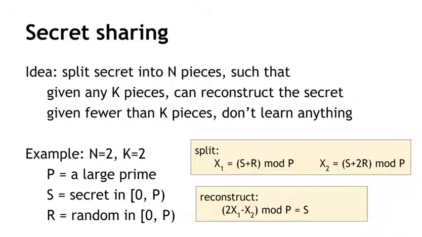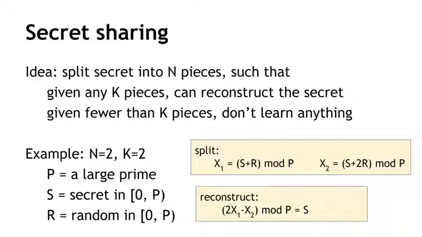Okay. And now if we have both of these shares, x1 and x2, we can combine them to reconstruct the secret s. What we do is we compute 2 times x1 minus x2 modulo p. So 2 times x1 is 2s plus 2r, and x2, which we're subtracting off, is s plus 2r. And so we have 2s minus s. That leaves us with an s. We have 2r minus 2r, and so the 2r's cancel out, and we're left just with s mod p, which is equal to s, because s is less than p. And so we can reconstruct the secret in this way.